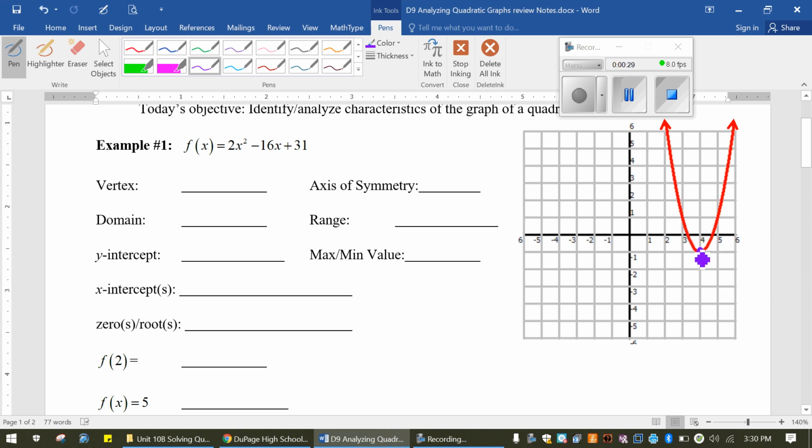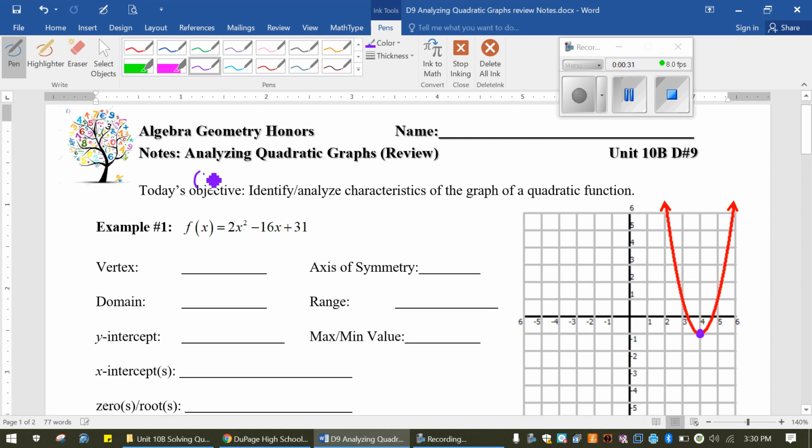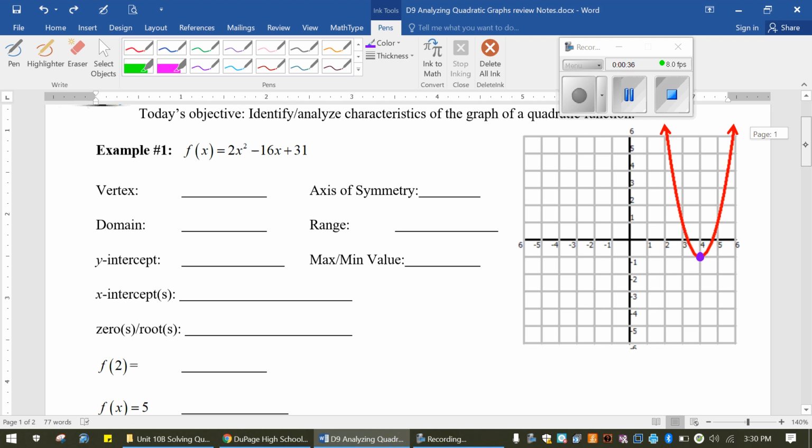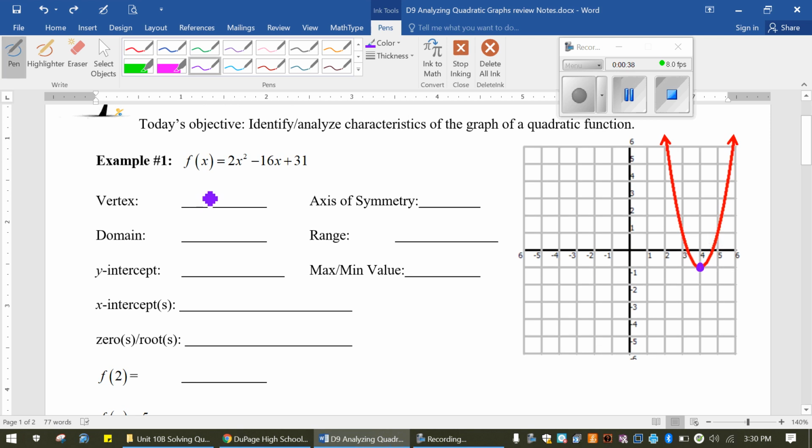And the coordinates of that point are (4, -1). So that's (4, -1). Axis of symmetry is that vertical line that goes through your vertex, cutting your parabola in half. So it's a vertical line, so it's x equals, and then it's going through that x coordinate of 4.